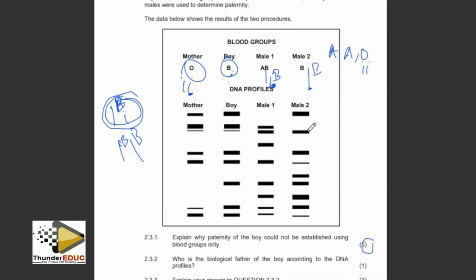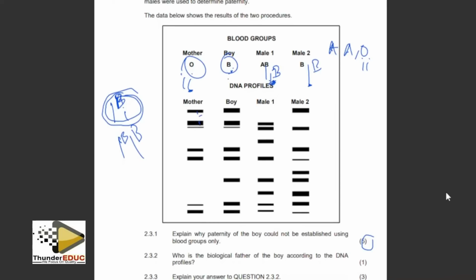So if you take out all the mother's genes, because the mother is known, the remaining bands of this boy must be those of the father. Let me show you what I'm trying to say. This mother, okay, this one is not for them. Yes, this one is corresponding. So this one is out. This one corresponds. All right, corresponds. This one corresponds.